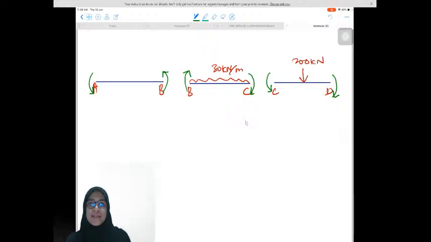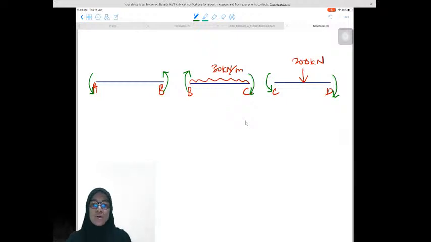So again, I want to draw the bending moment diagram right now. I will show you how to draw it using simple steps. Step number 1, I will draw the beam like this. There are three members: member AB, member BC, and member CD. Member AB does not have any load applied on the beam. Member BC has a UDL, and member CD has a vertical load.